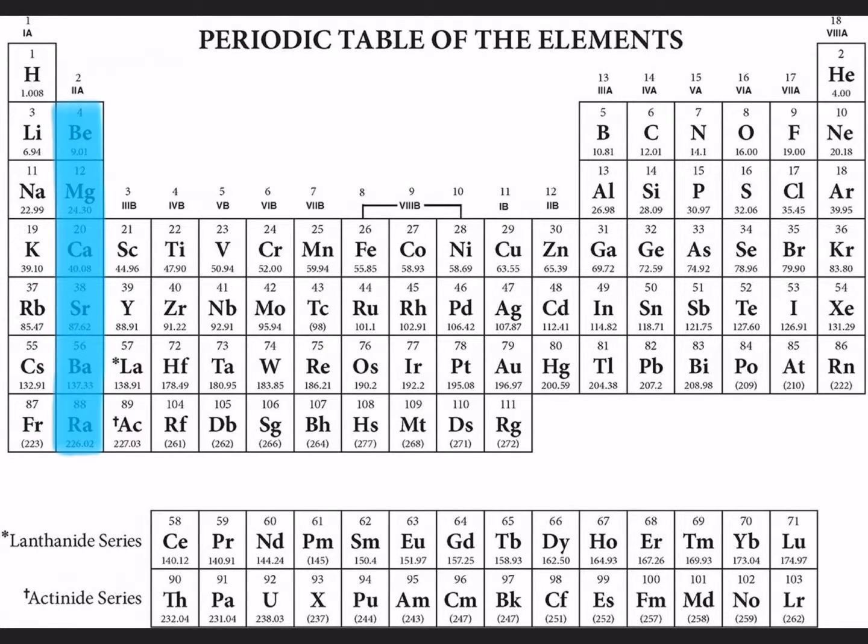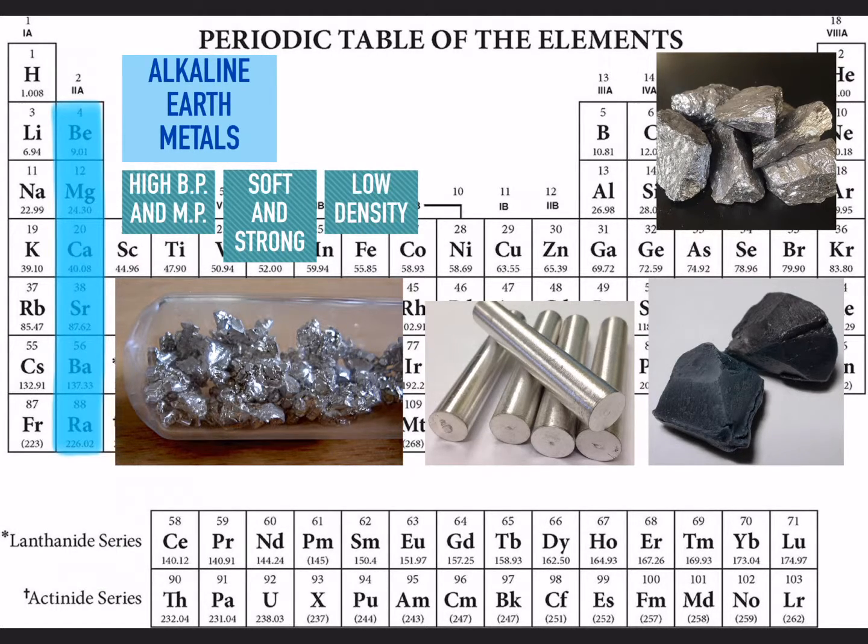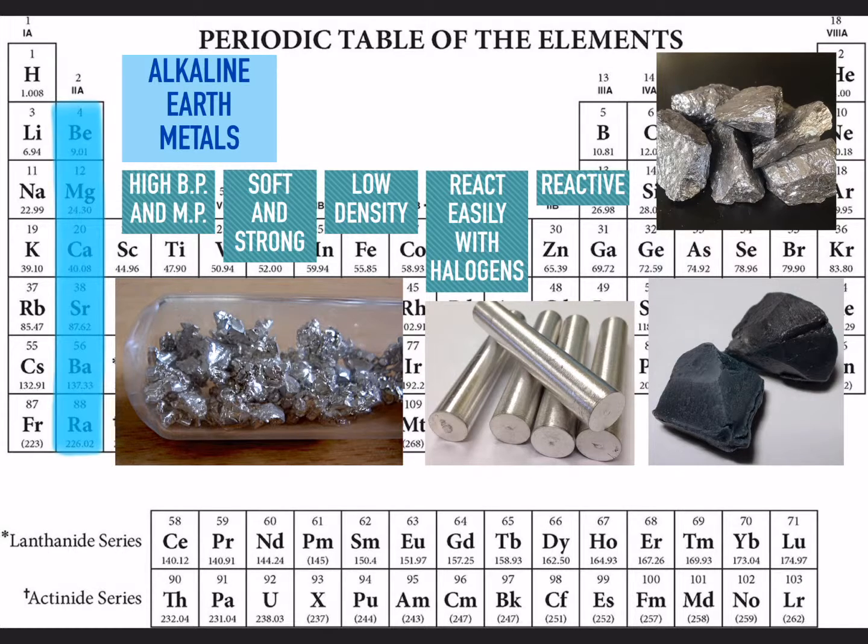The group 2A metals are called the alkaline earth metals. They have high boiling and melting points. They're softer and stronger than most metals except for the alkali metals. They have low densities, and they react very easily with the group 7A halogens. And they're very active in general, though not as much as group 1A.